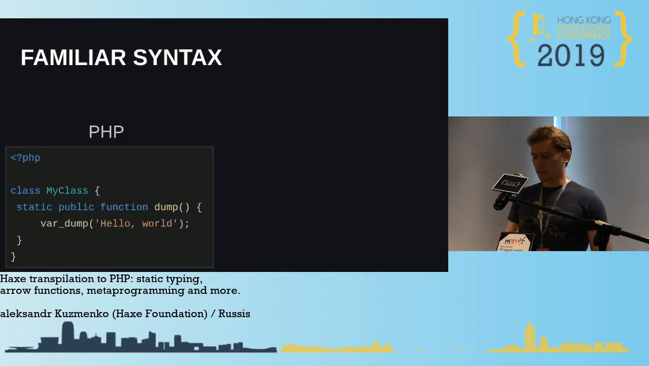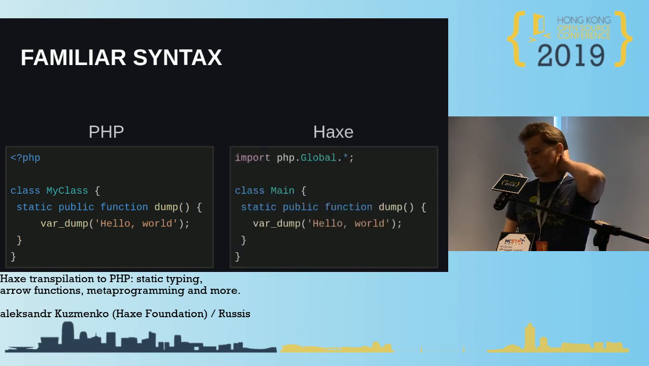So how is Haxe different from PHP? It's actually pretty familiar. It has a pretty familiar syntax. For example, in this PHP class, I'm dumping the string to console, and this is how it looks in Haxe. It's almost the same code, except that you have to import PHP functions into your current module. But the syntax looks exactly the same. The Haxe syntax is not always exactly the same, but most of the time it looks very, very similar to PHP.